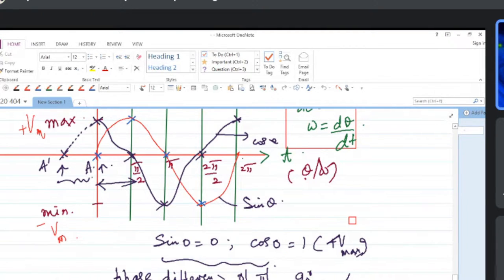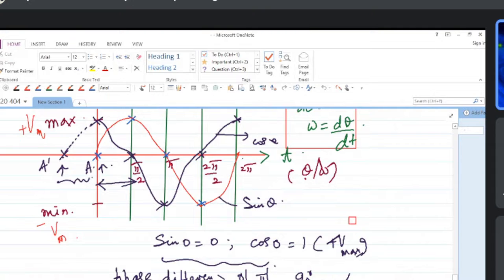Another thing that I would like to tell you is that there are two domains that exist. The two domains are time and frequency. So the time and the frequency domains that we are talking about are interchangeable.